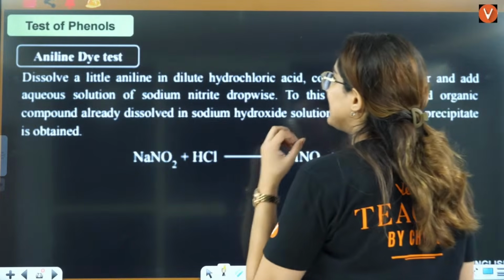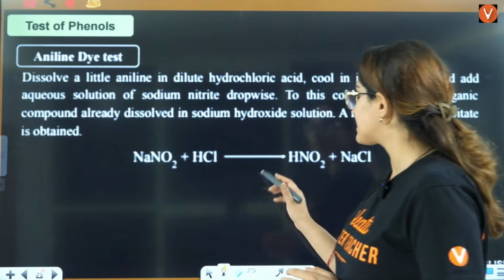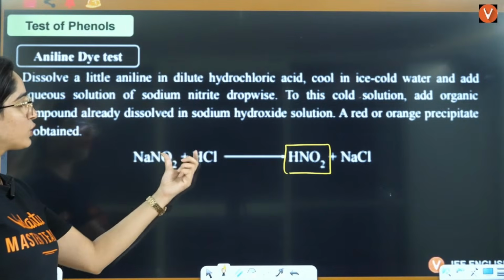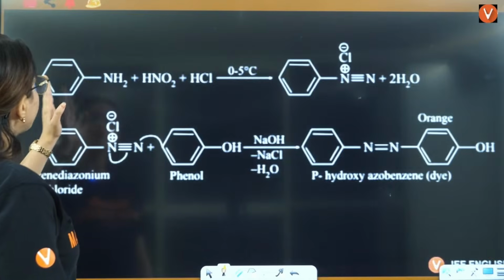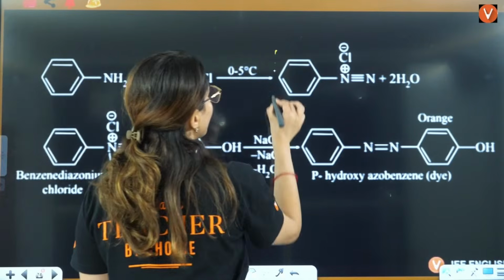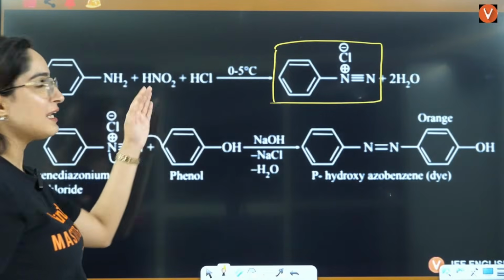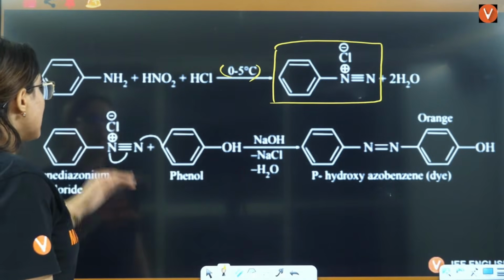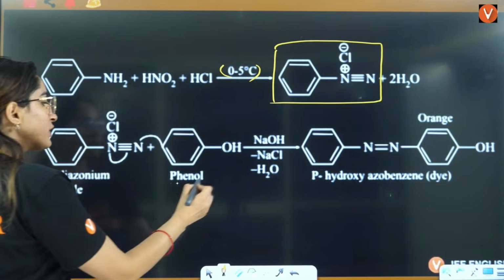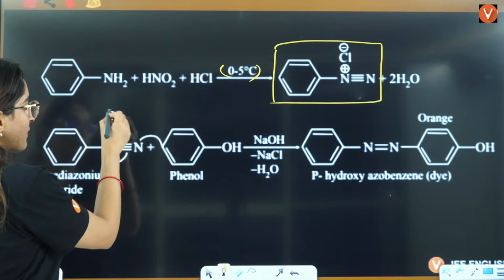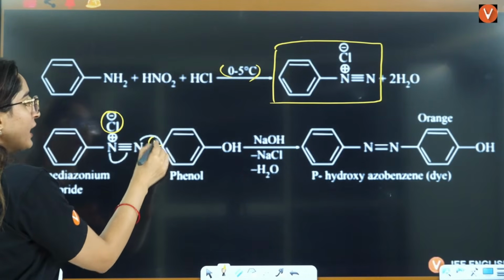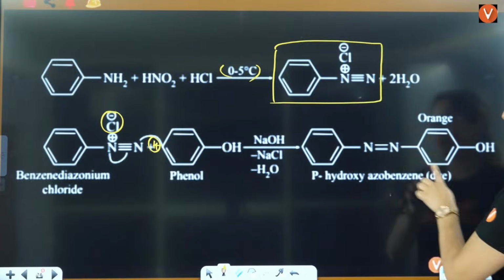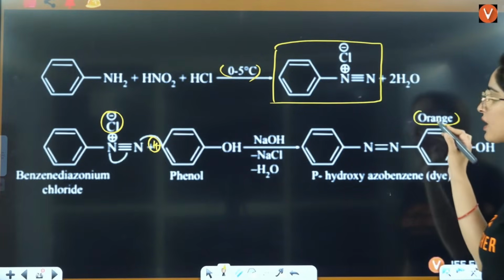Then guys, we have the aniline dye test. For that, first you will form the diazonium salt. This is the mixture, that is NaNO2 and HCl, that gives us HNO2, right? Firstly, aniline is converted to diazonium chloride by reacting with this mixture, that is NaNO2 HCl or HNO2 at 0 to 5 degrees Celsius, right? Now once you have diazonium chloride, when you react this with phenol at the para position, this Cl and here H will be eliminated and you will have the attachment and they will show coupling reaction, N double bond N, then you will have benzene, then OH. That is an orange color precipitate.